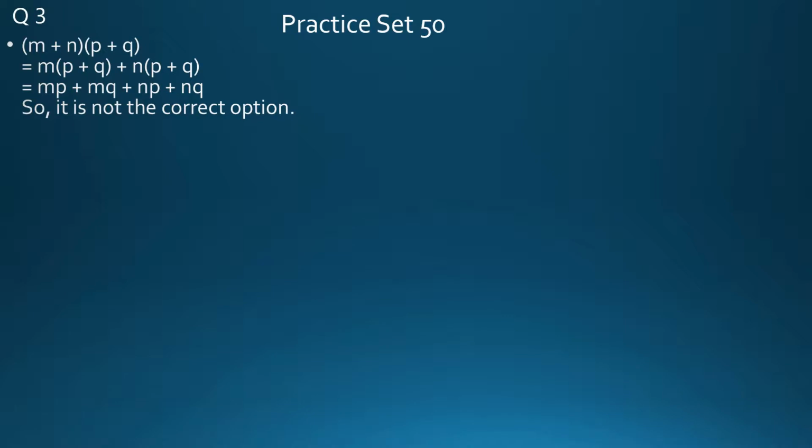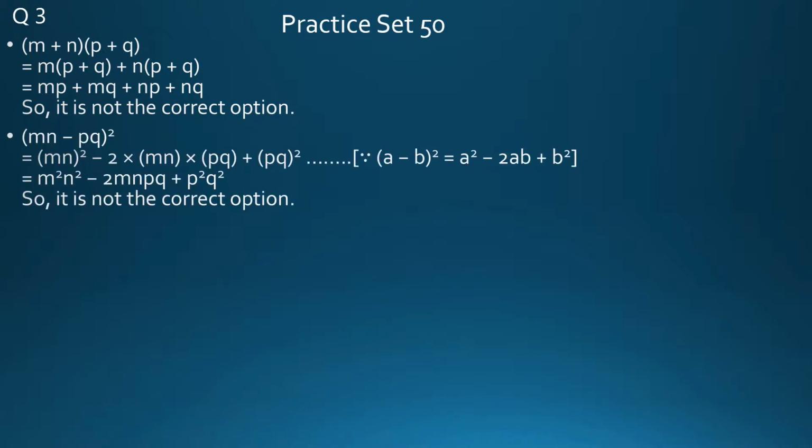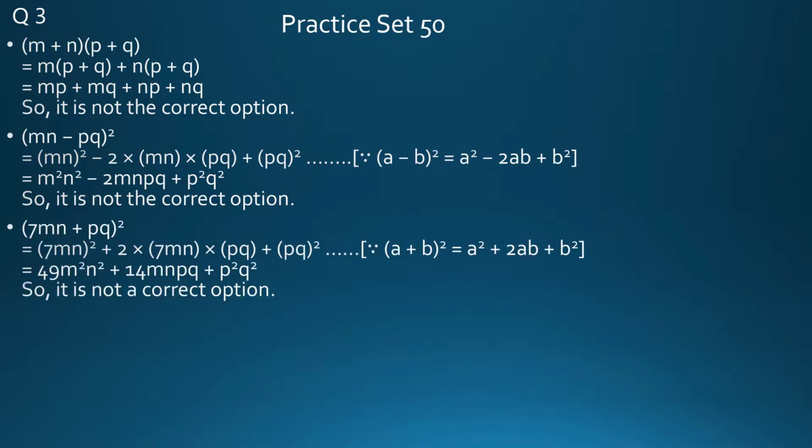Now let us solve the second option, mn minus pq the whole square, which is equal to mn the whole square minus 2 into mn into pq plus pq the whole square. Since a minus b the whole square is equal to a square minus 2ab plus b square, so we get m square n square minus 2 mn pq plus p square q square. So this is also not the correct option. The third option is 7mn plus pq the whole square, which is equal to 7mn the whole square plus 2 into 7mn into pq plus pq the whole square.